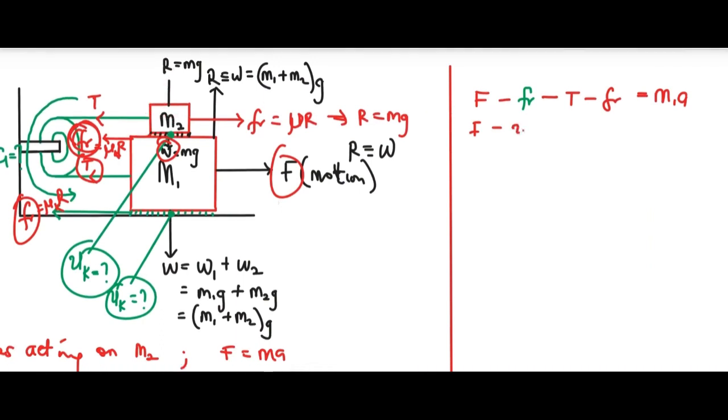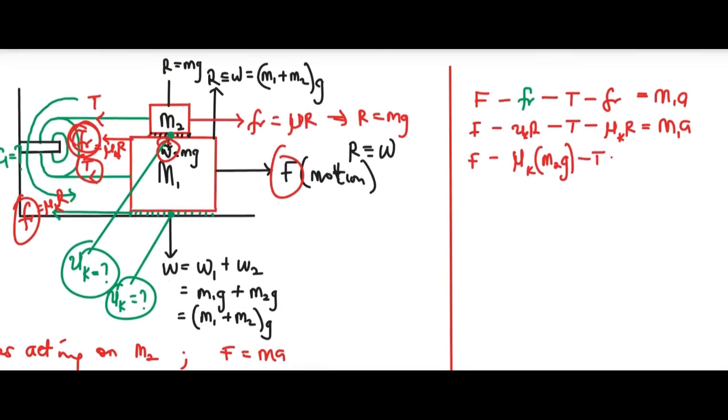So we can say that we have our mu Kr, right? And our mu K is your coefficient of kinetic friction, minus T minus mu Kr. But the R here is the other R, which is as a result of the second mass. And don't forget that the R is the same thing as this weight here. Does that make sense? So I have M1A, right? So I have F minus mu K into bracket of M2G, then minus T minus mu K.